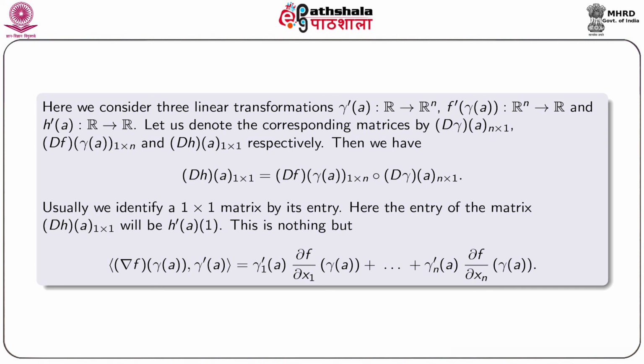Usually we identify a 1 by 1 matrix by its entry. Here the entry of the matrix DH(a) will be H'(a)(1), and that is nothing but the inner product of grad f at gamma(a) and gamma'(a), and that equals gamma_1'(a) del f del x1 at gamma(a) plus, up to the nth term, gamma_n'(a) del f del xn at gamma(a).